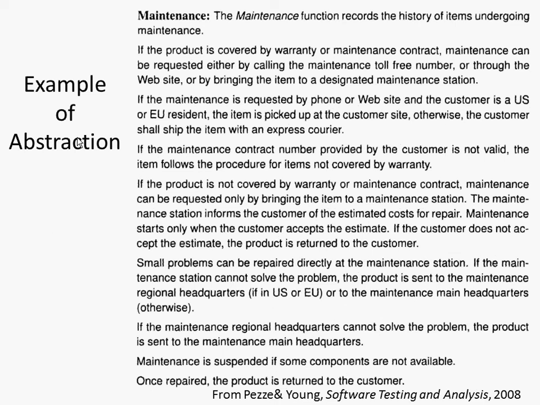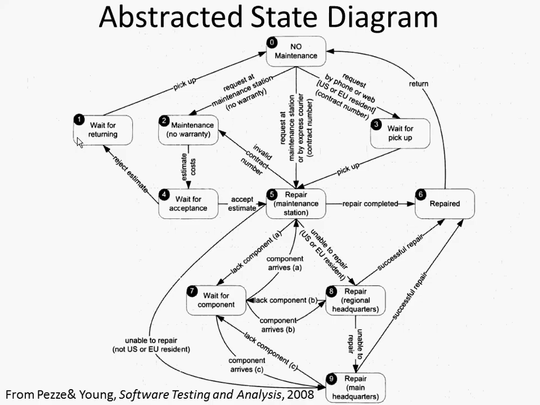So, under such and such a condition, if they're covered by warranty and maintenance contract, then you can go through certain procedures to request maintenance, bring in the item to a designated station. If it's requested such and such, the item is then picked up or it's shipped, and you can kind of map this into a set of states.